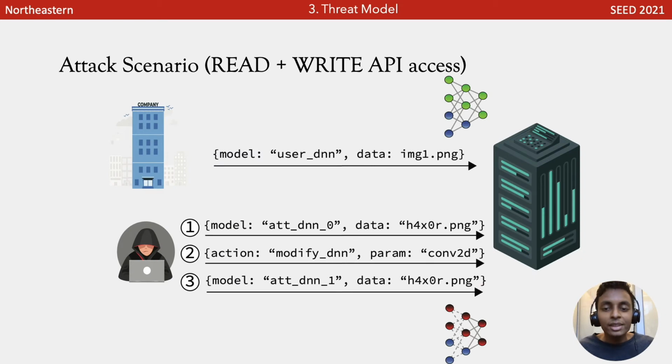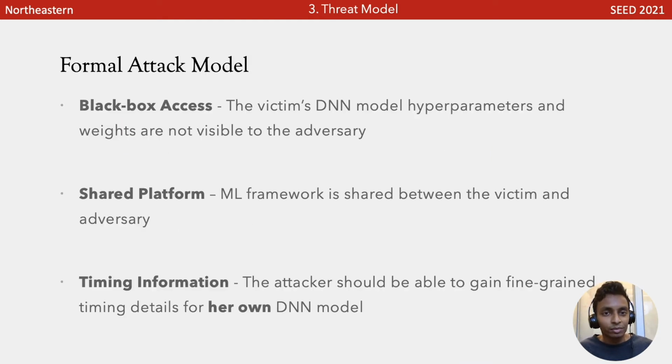But things get very interesting when you have write access as well. So in this case, the adversary can modify their model in steps 1 and 3. By changing the model parameters, the adversary times their own model execution time and then sees whether there's a decrease in the execution time. By analyzing these timing differences, the attacker can extract out model hyperparameters, as we'll see in the next sections.